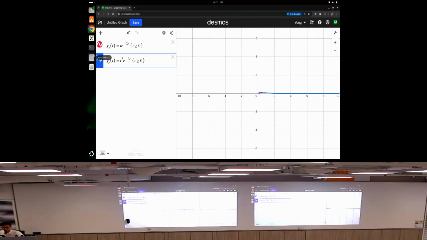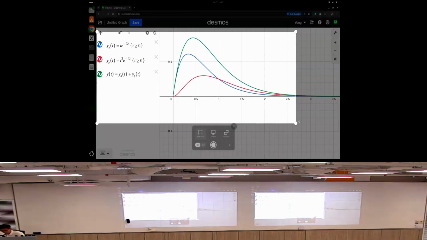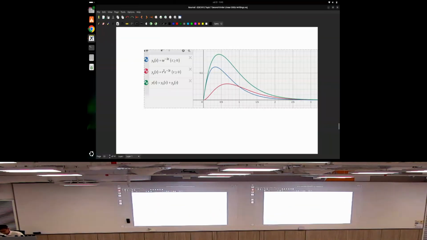Let me change the colors because I'll use blue for homogeneous, then I'll use red for particular. Then finally our total solution, y of t, will be YH plus YP. So let's look at the 3 solutions. Is this legit or not? Is this legit?